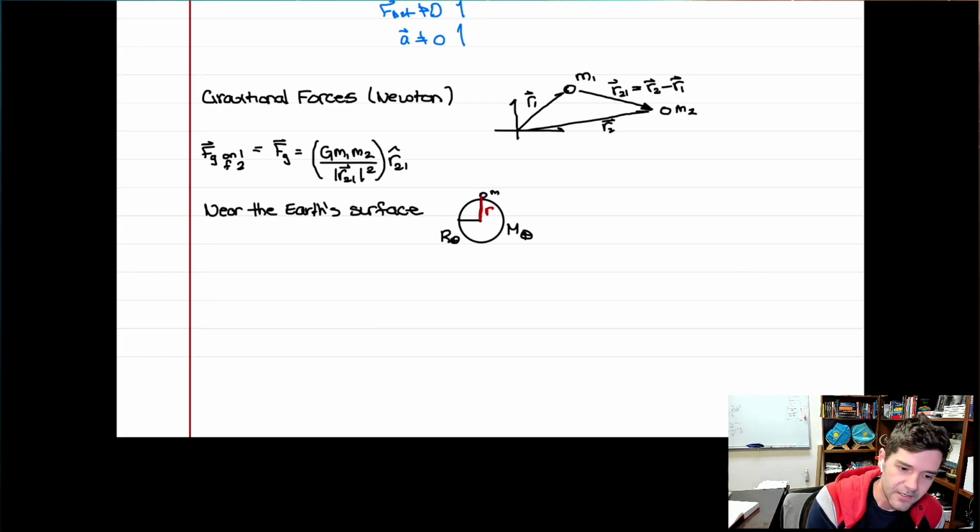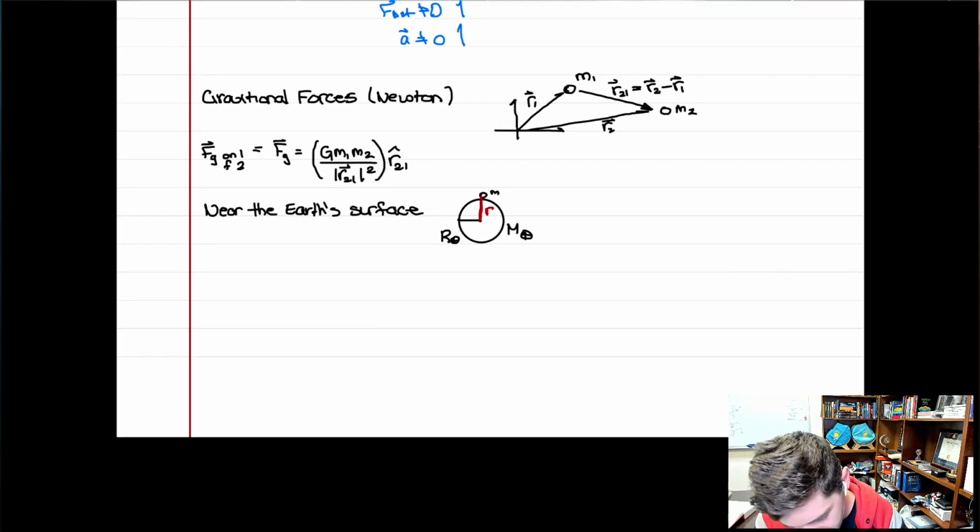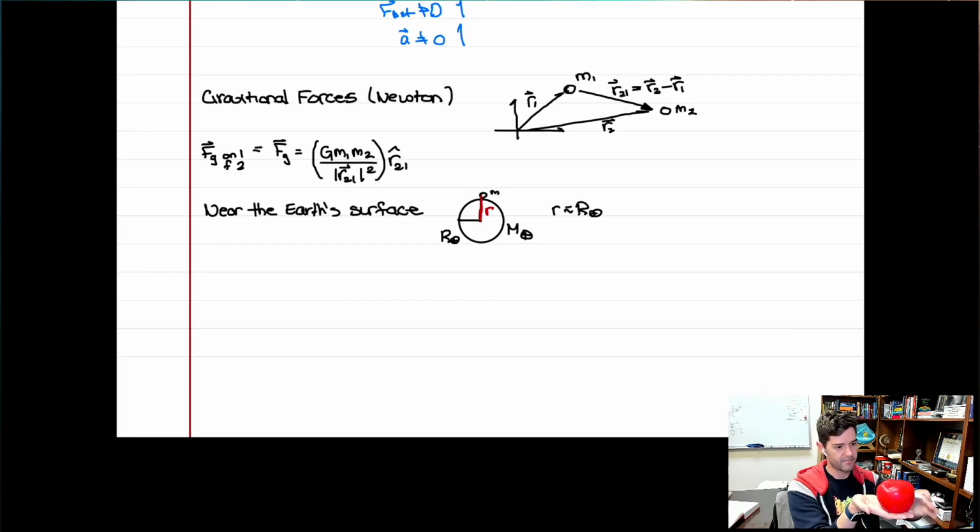Now that little r, if you're near the surface of the Earth, is often approximated to be essentially the radius of the Earth. While this apple and this apple are technically at different distances from the center of the Earth, this 12 inches that I've moved it, compared to the 4,000 miles that's the radius of the Earth, who cares about 12 inches? That's more or less the same thing. 4,000 miles plus 12 inches is more or less 4,000 miles.